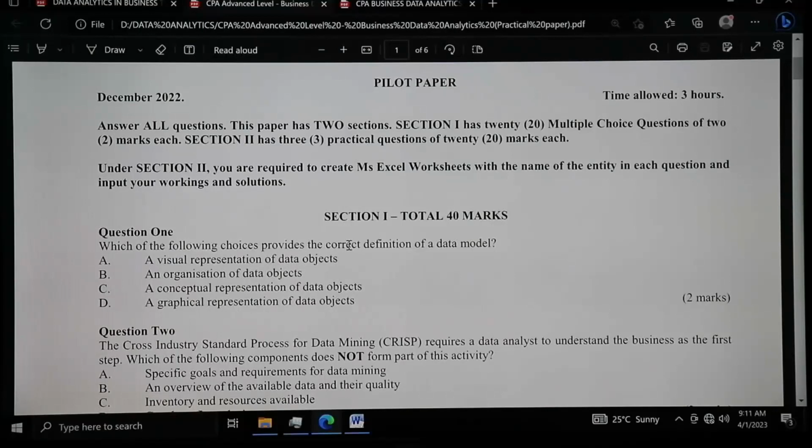So we have seen different definitions of data model. And when you're answering your questions, one thing you should make sure you do for the theory part, for these 40 marks, is that you have at least 20 marks from the theory part.